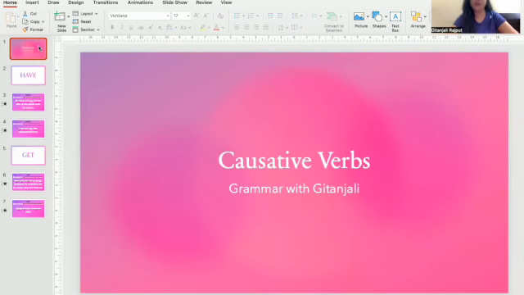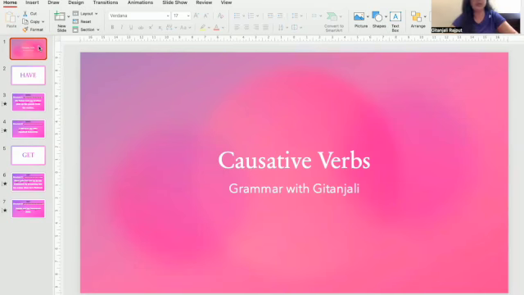The topic of our discussion for today is going to be causative verbs. Causative verbs, as the name indicates, are the verbs that cause someone to do something for the subject. This can be done by forcing, ordering, instructing, maybe coaxing, persuading, convincing, or simply by paying.